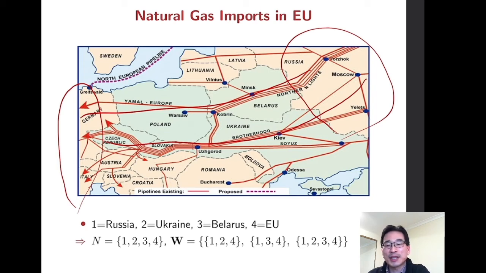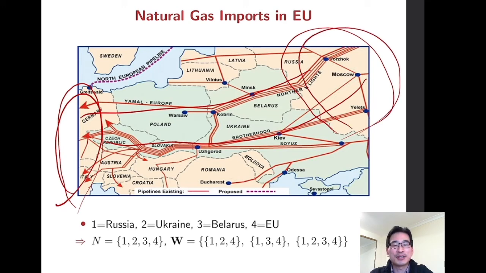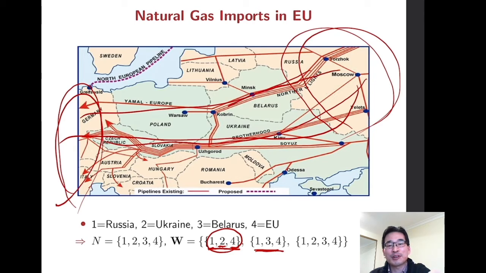So if you can make a link from the EU to Russia, then the coalition is going to be a winning coalition. So we have three winning coalitions. One is 1-4, so Russia, Ukraine, and EU. So they are connected by this line. And another one is 1-3-4. So they can also connect from Russia through Belarus to the EU. Of course, the Grand Coalition is a winning coalition.